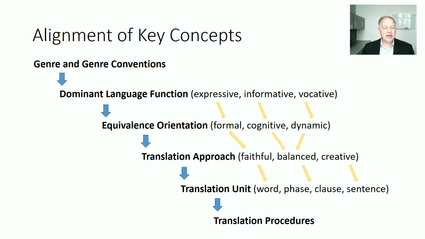So just to give an example again, if we're thinking about a sustainability report issued by a company, that's the genre, sustainability report. The domain is corporate. The dominant language function is informative, perhaps a little bit evocative. So the equivalence orientation normally would be cognitive, maybe a little bit dynamic. That's all pointing us toward a balanced translation approach, and we'll discuss in later video lessons how this also trickles down to and affects the translation unit size that we focus on and the translation procedures that are going to be most effective.